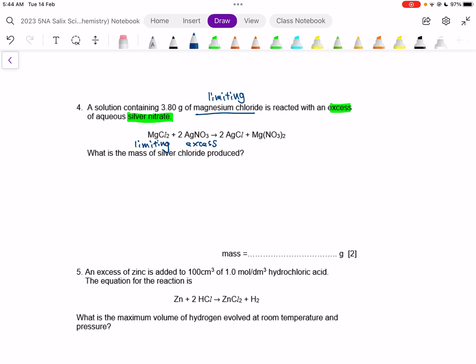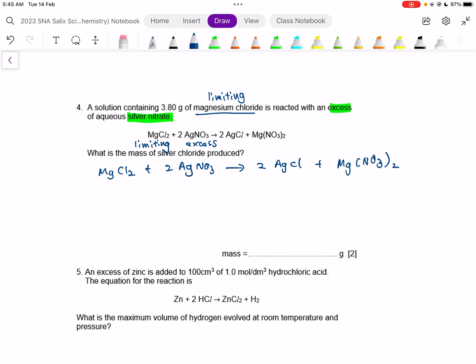Okay, let me jot down the equation over here so I've got a bit more space. Just know which one is limiting and which one is excess. Actually, you don't have to copy down word for word what I do. After a while you kind of get it, but this is a start, so that's why I'm a bit more detailed. So MgCl2 is the limiting.